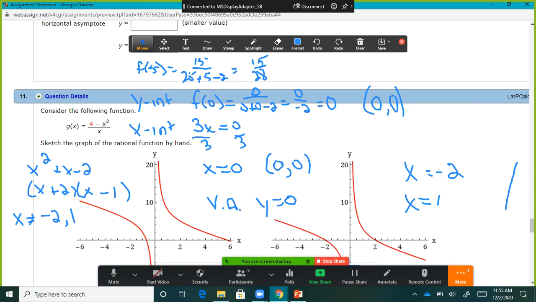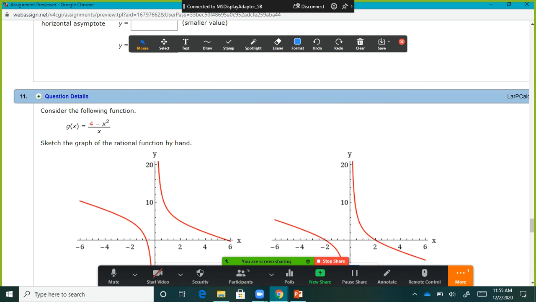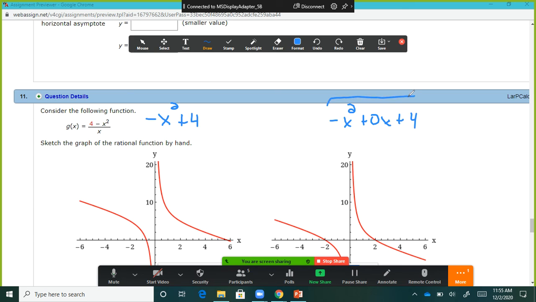So you've got to divide the bottom and the top. Now, when you are dividing, notice they've got it written backwards. So what I would do is I would rewrite that as negative x squared plus 4. And then when I divide it out, I'm going to put 0x to hold a place. And then I'm going to divide that by x. And so that would be negative x squared.